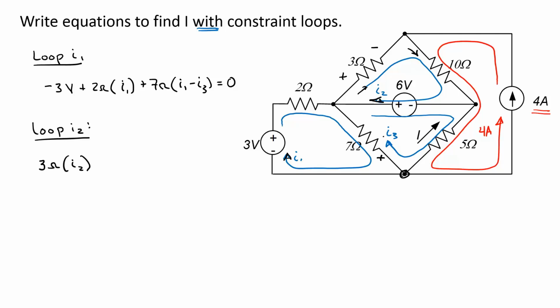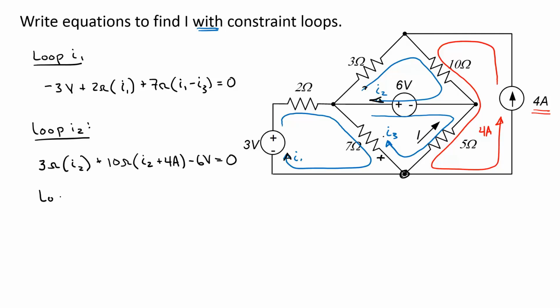Next, I come around here to the 10 ohm resistor, so plus 10 ohms times I2. I'm still using the sign convention where I2 enters the positive terminal. The 4 amp constraint over on this side of the world is also entering the positive terminal. Then coming around here, I see the negative terminal on the 6 volt source next, so minus 6 volts, that sums to 0.